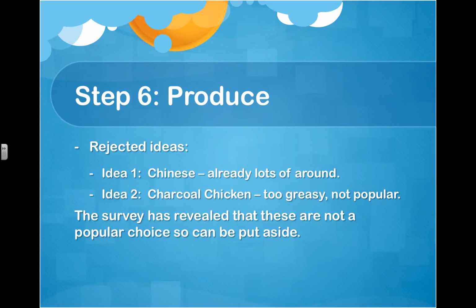Have a look at the rejected ideas. Idea 1, Chinese restaurant. There's already lots of Chinese restaurants around, so one more may not be successful. Idea 2 may have been charcoal chicken. Most people find that type of food very greasy and not necessarily popular. You get this information from the survey that you've conducted. You will find out their popular choice and if they have any new ideas.